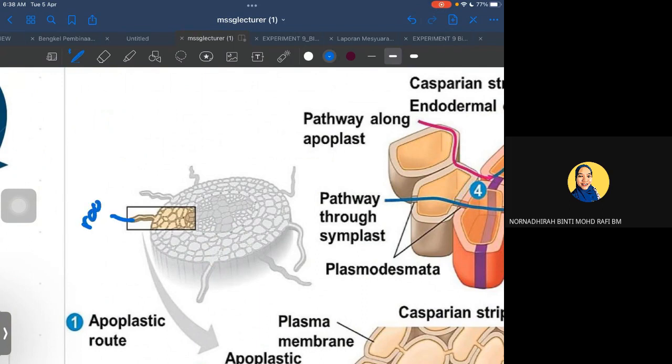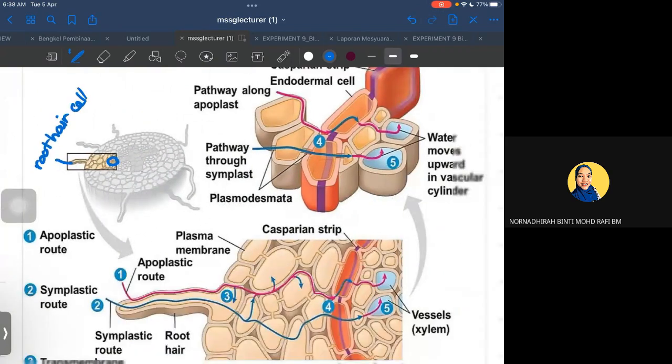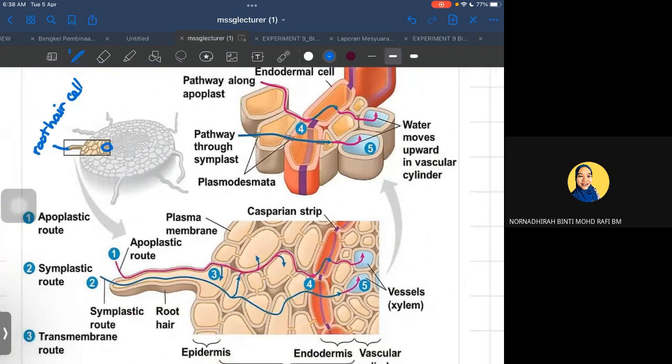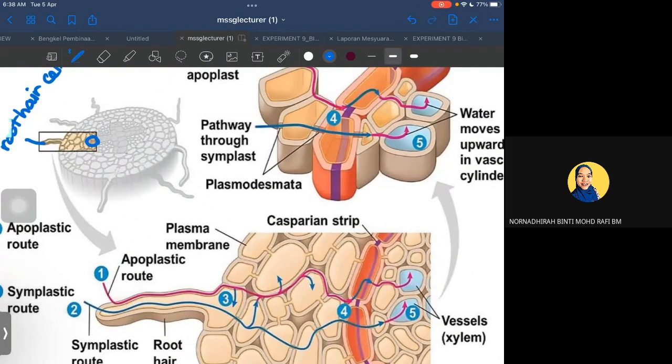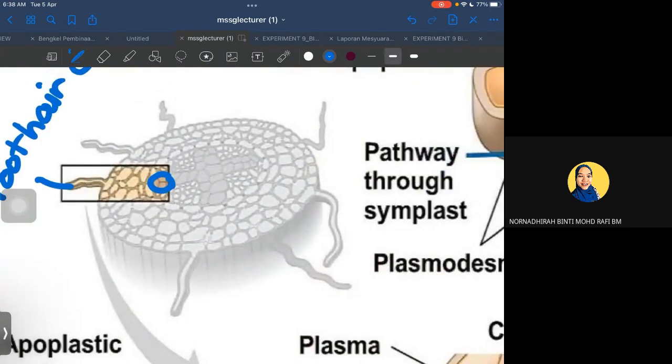So ini adalah root hair cells. Ini adalah root hair cells, and then yang kat tengah ni adalah xylem. Yang saya bulatkan ni, okay, dia adalah xylem. So movement dia adalah bergerak daripada root hair cells ke xylem. So sekarang ni there are three pathway involved. Okay, kalau tengok kat sini basically ada beberapa layer sebenarnya. Okay, ada beberapa layer yang mana kita kena kenal lah layer within the plant stem.